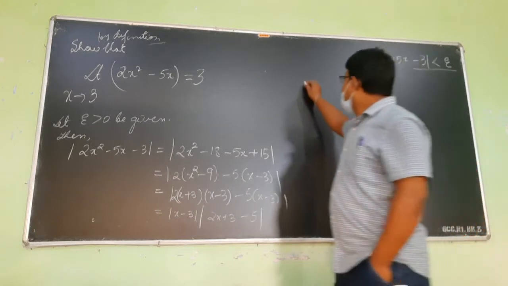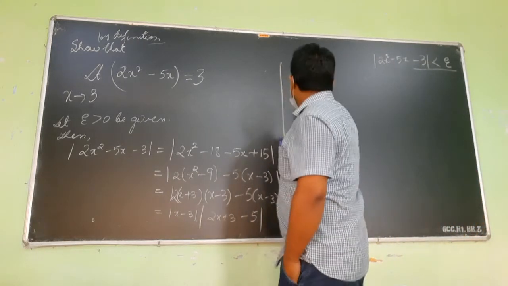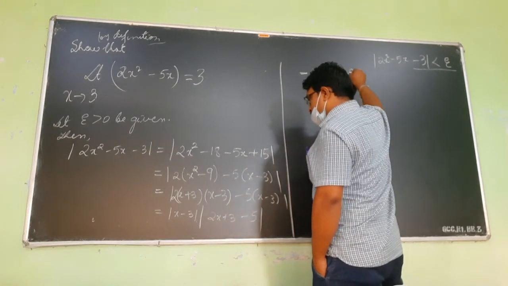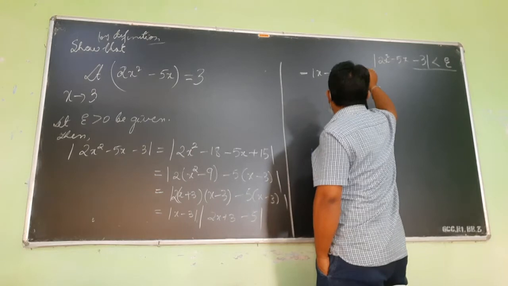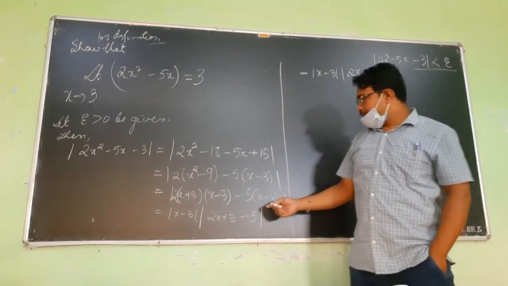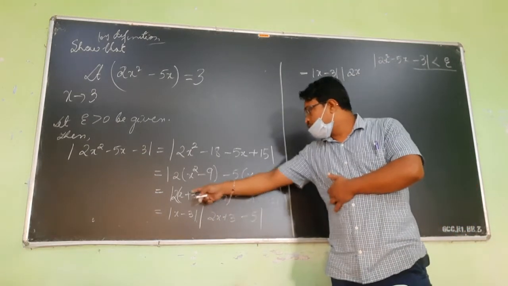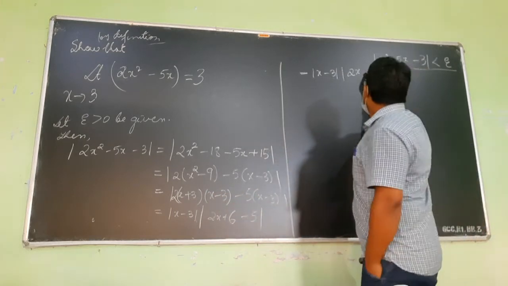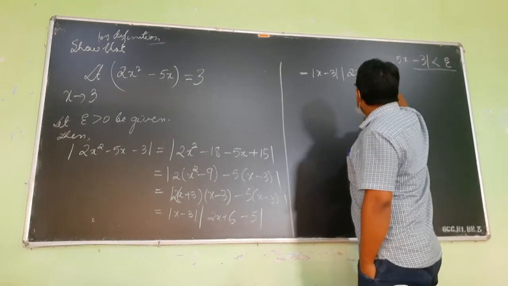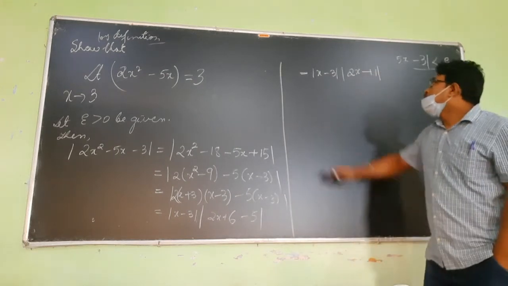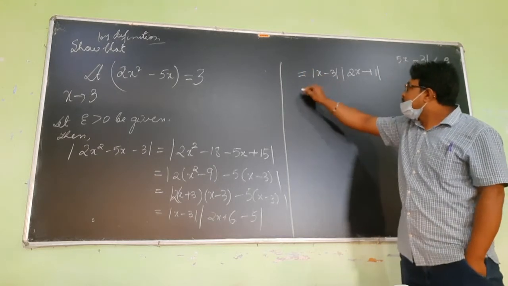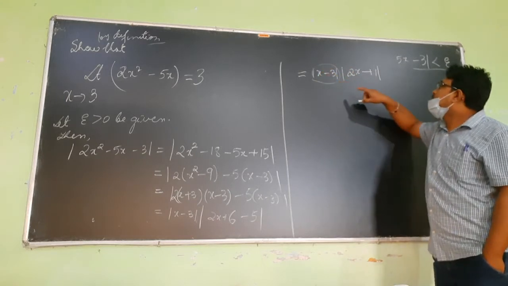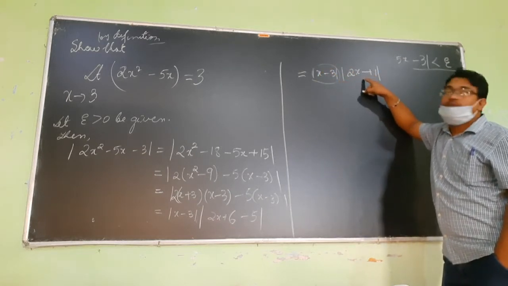2x, this can be again written as mod of x minus 3 into twice x. Here, what is this? 2 into 3 is 6. Okay, twice x plus 6 minus 5. So it's twice x plus 1 ultimately. So can I make it less than epsilon? This is less than epsilon if mod of x minus 3 is less than what? Epsilon by twice x plus 1.